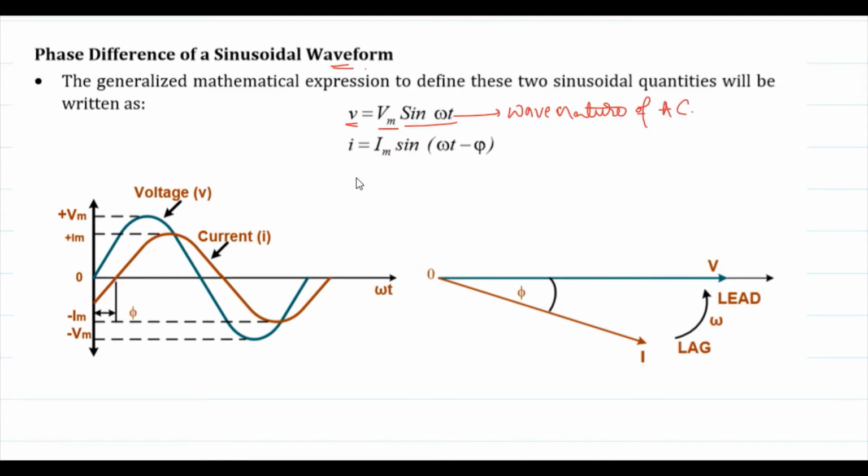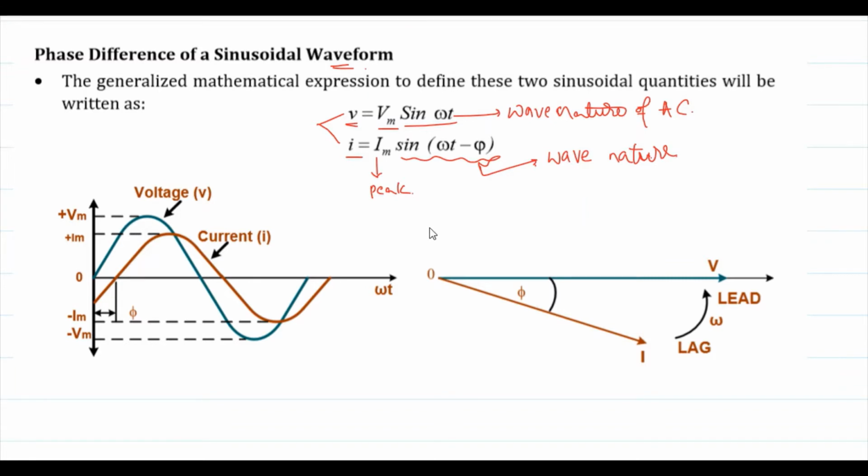Similarly, let me consider the current i. These two are called the instantaneous voltage and instantaneous current, and Vm and Im are called the peak values. For the current, the part sine of omega t minus phi also represents the sinusoidal wave nature.